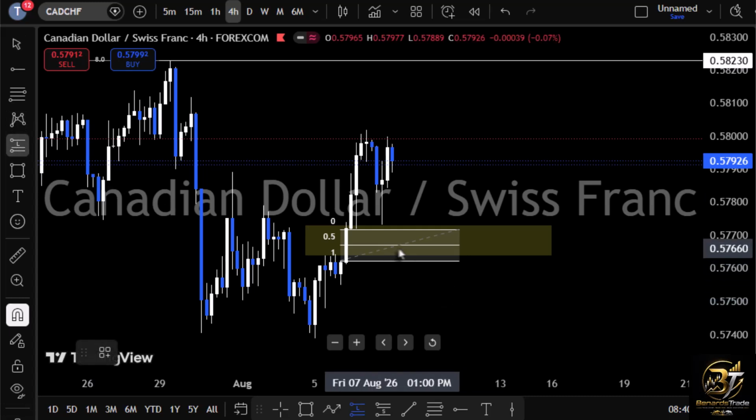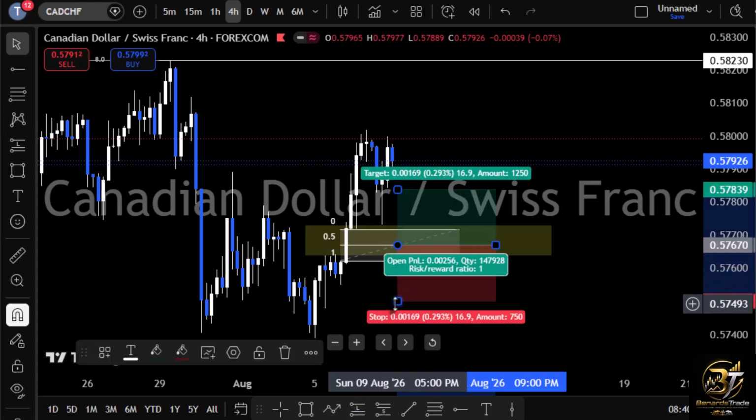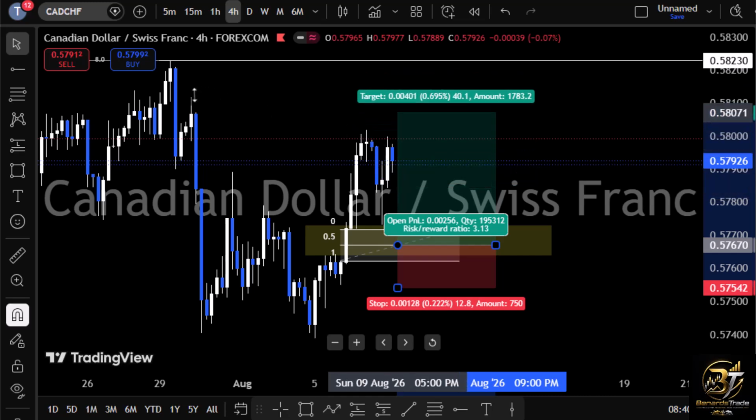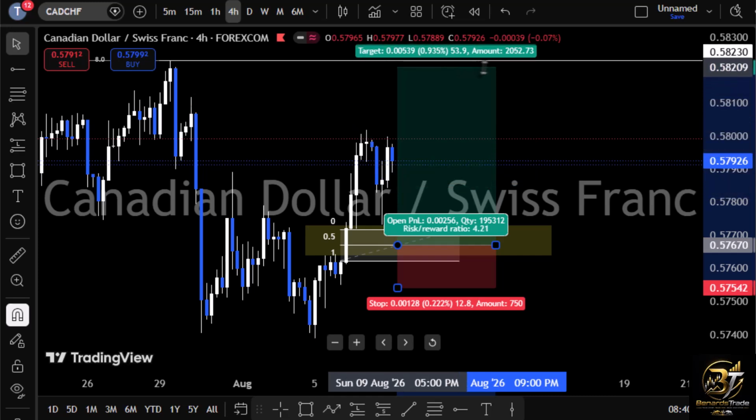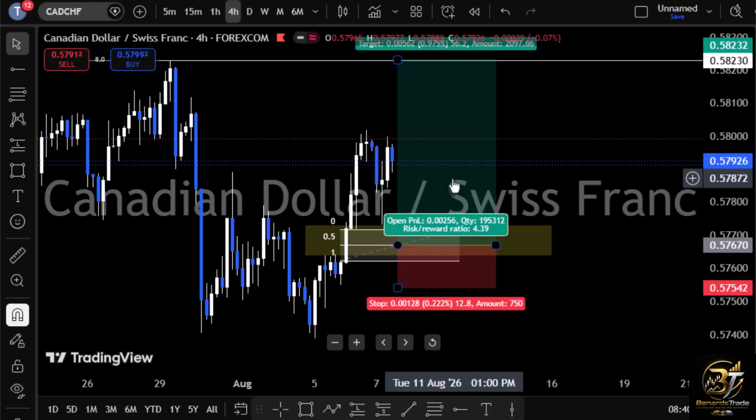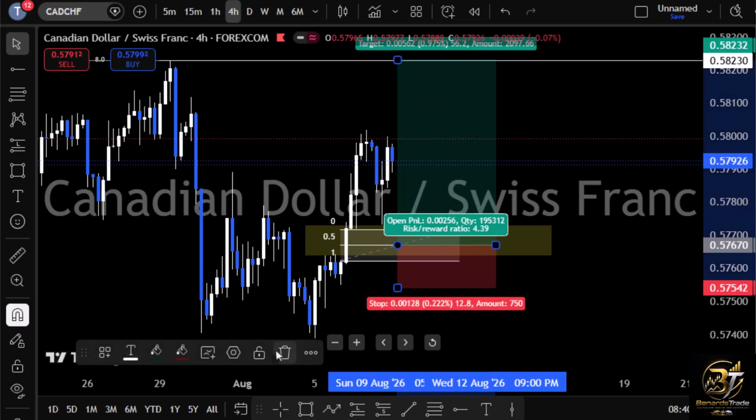Then I'll go in on discount low. I can target this high, which would be 1:3, or the week's range, which would be 1:4, whichever one.